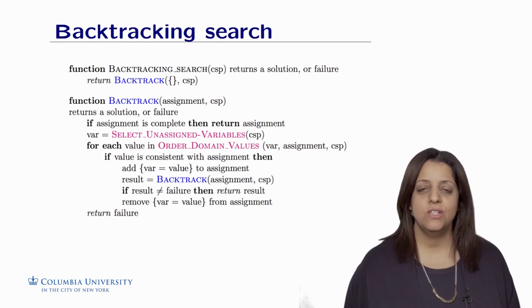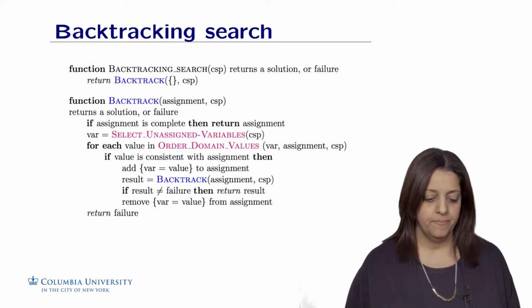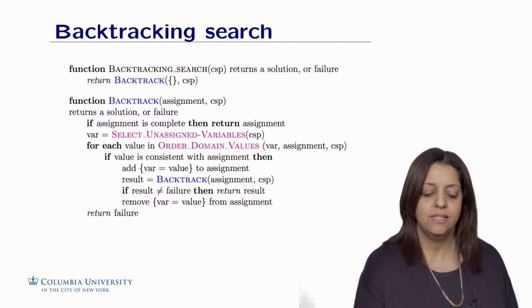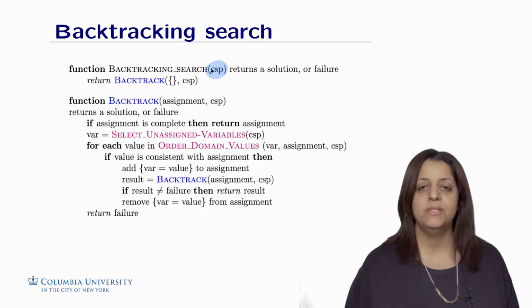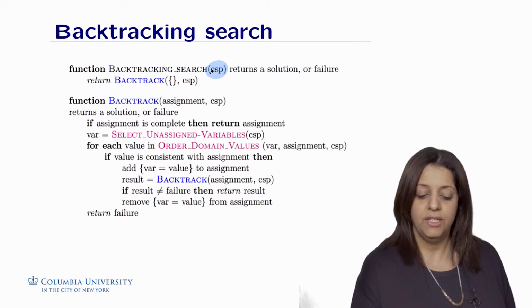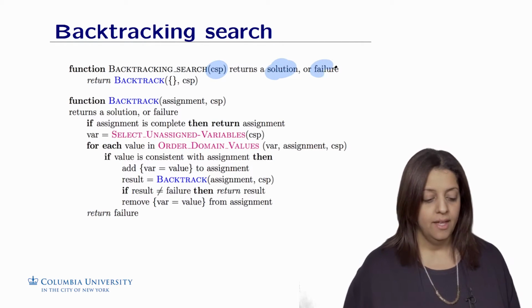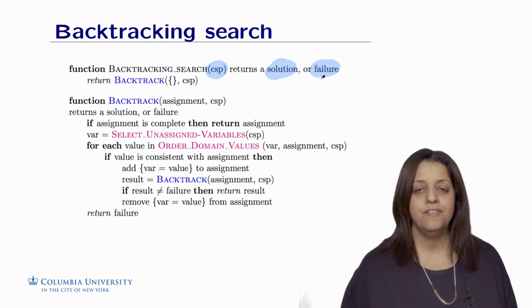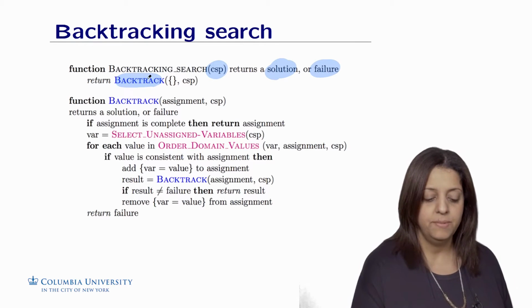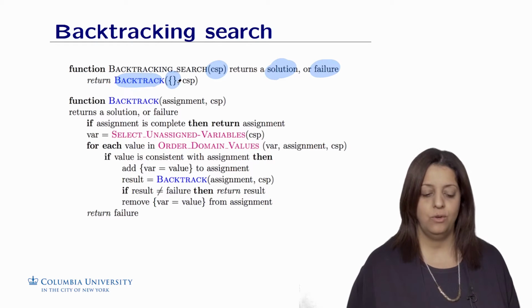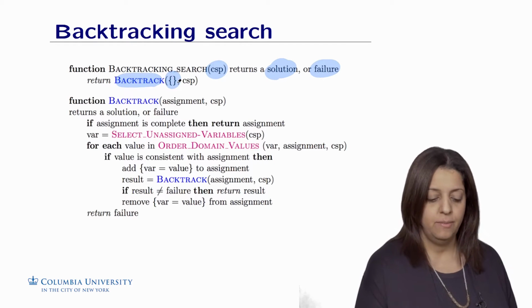So here's the backtracking search algorithm to solve a CSP. This algorithm will receive as input a CSP formalization, which means the domain, the variables, and the constraints, and will return either a solution or a failure. This algorithm will call a recursive function called backtrack, initially with the empty assignment, because we haven't yet assigned any value to variables, and the CSP formalization.